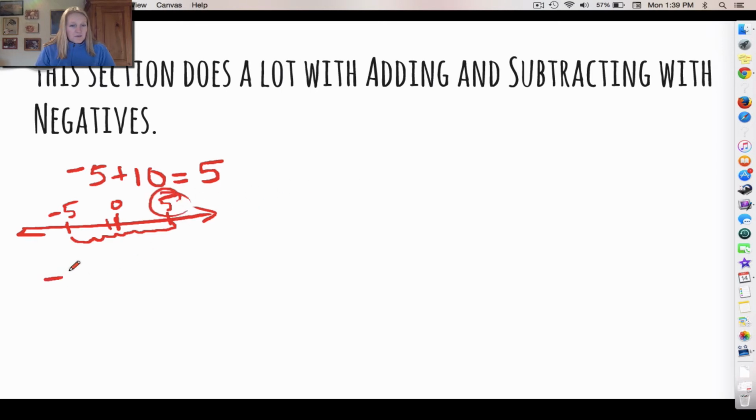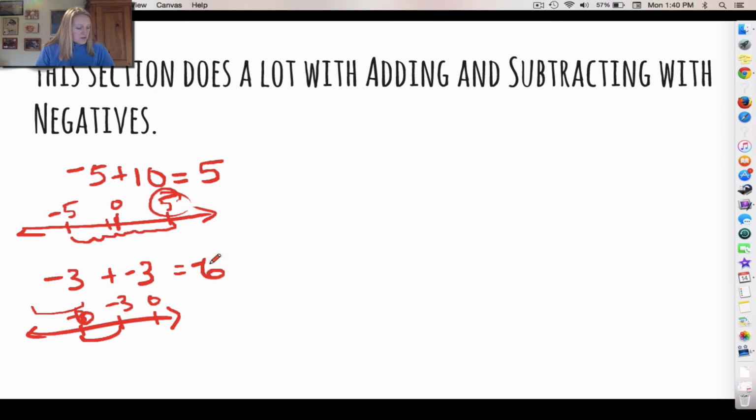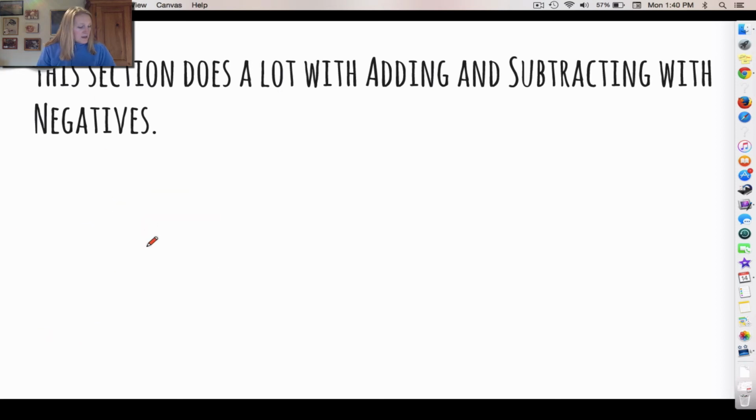A negative 3 plus a negative 3. You're adding 2 negative 3 parts, so you have your number line again. Here's 0, here's negative 3, and then you're adding another negative 3. So that will bring you to negative 6. Okay, so these are all things to remind you of this concept. So let's go through another example with more negatives in it.